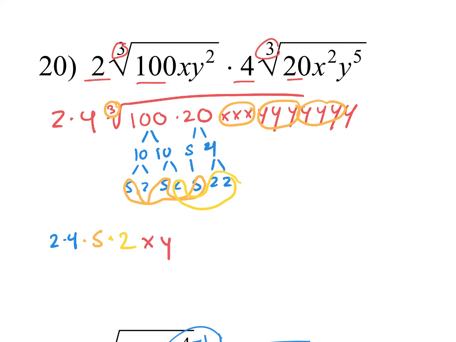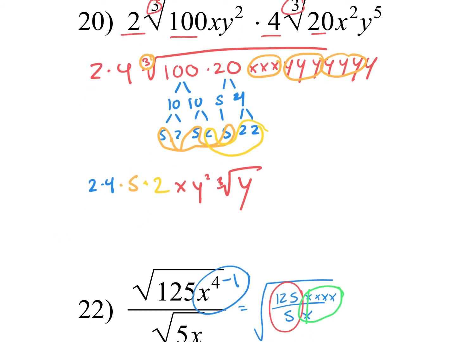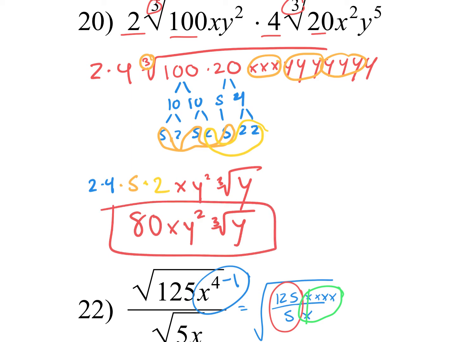What stays on the inside? Just a y. The y is the only thing that didn't get circled, so it'll be the cubed root of y. And then if I took more than one number out on the outside, what do I have to do with all of them? Multiply. So it's 2 times 4 times 5 times 2. 80. So 80xy squared, and then I have the cubed root of y. Don't forget that you have to write your index in your answer. I forgot about this too, so it should be 2y.